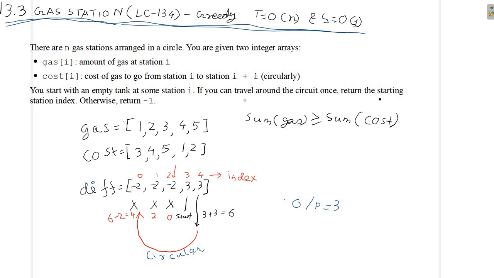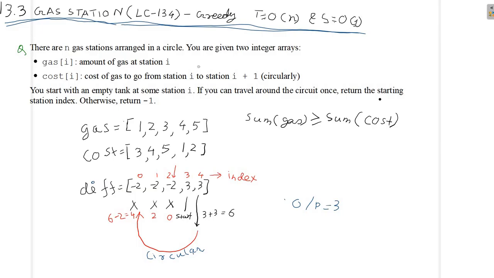So we'll start one of the important problems, LeetCode 134, which is Gas Station, which is nothing but a greedy problem. So the question is, there are n gas stations arranged in a circle, and you are given two integer arrays. One is gas, another is cost. Gas means the amount of gas at station i, whereas cost defines the cost of gas to go from station i to i plus 1 in a circular way.